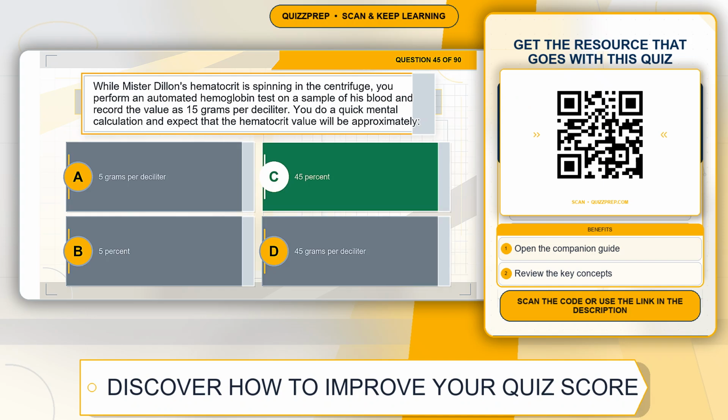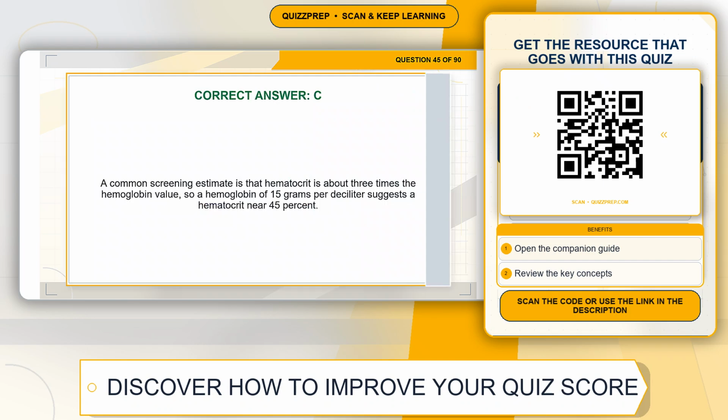The correct answer is option C, 45%. Explanation. A common screening estimate is that hematocrit is about 3 times the hemoglobin value, so a hemoglobin of 15 grams per deciliter suggests a hematocrit near 45%.